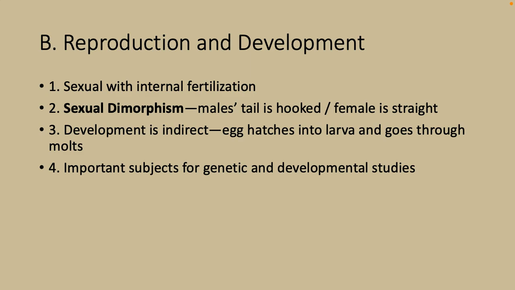The development is indirect, so the egg will hatch into a larva, and then it will go through several stages of molts to get to the adult stage. And we do use nematodes for genetic and developmental studies.